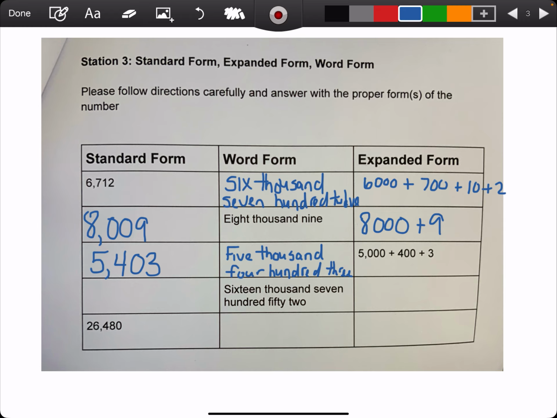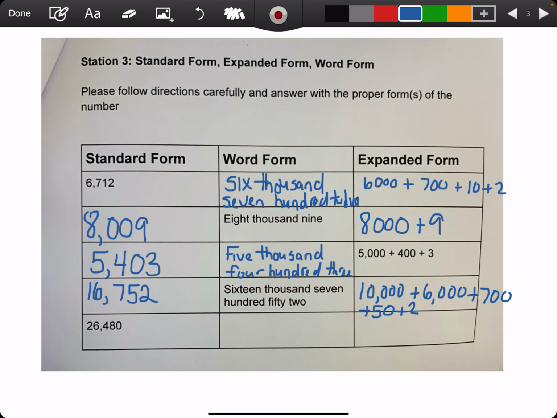Second to last one. We have word form, 16,752. 16, once you hear that 1,000, we put a comma. 16,752. That's our standard form. Expanded form, let me break up. That 1 has a value of 10,000 plus 6 in the 1,000, 6,000 plus 700 plus 50 plus 2.